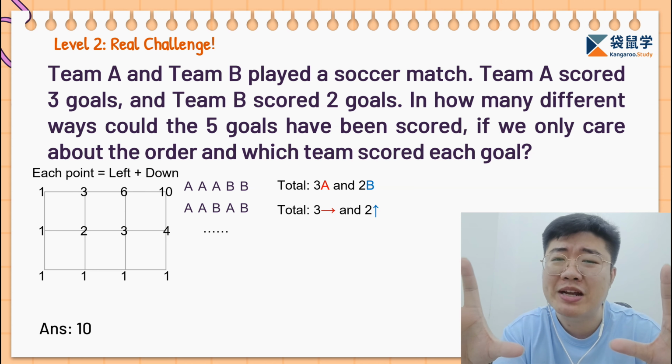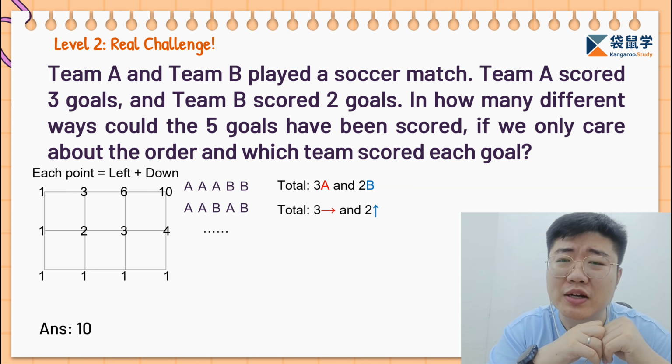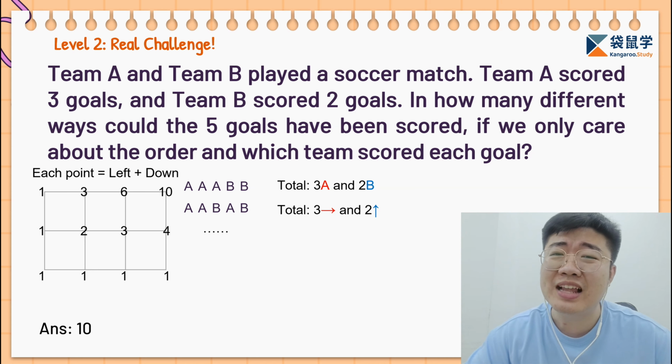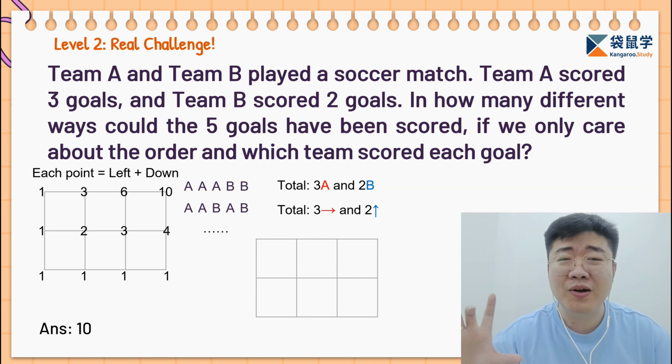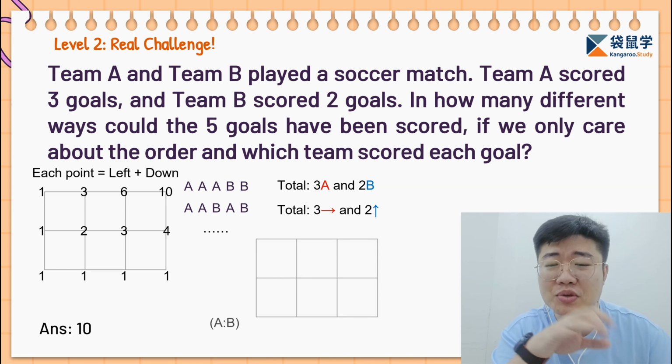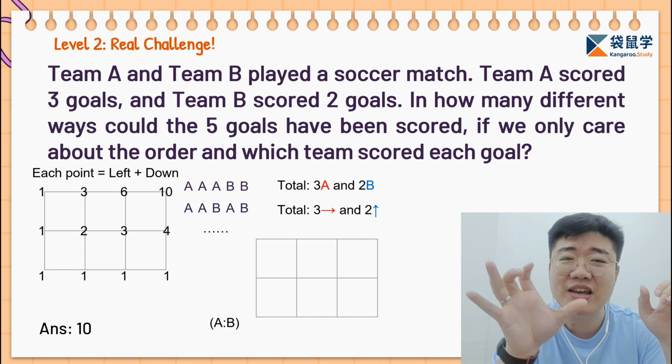Now, if the match results and the paths correspond to each other, can we get a match result at each different stage? Definitely, of course we can get the results. So let's do it in the figure. Now, again, we got a 2x3 rectangle. So it's between A and B. So it's A to B.